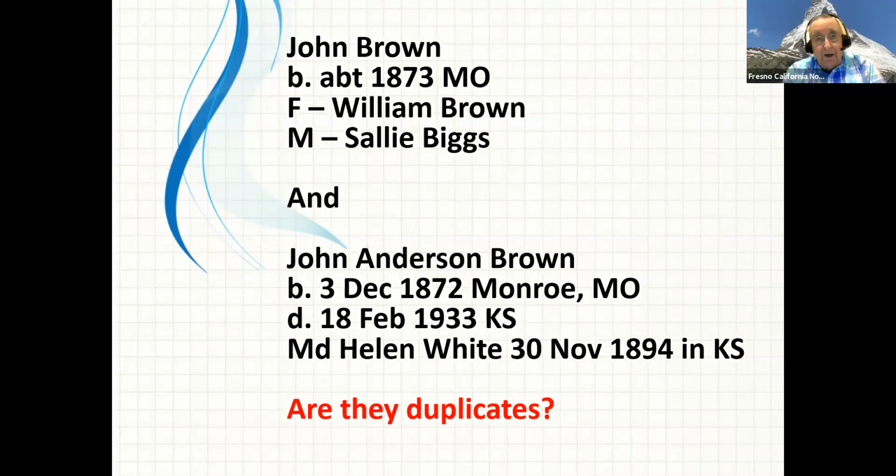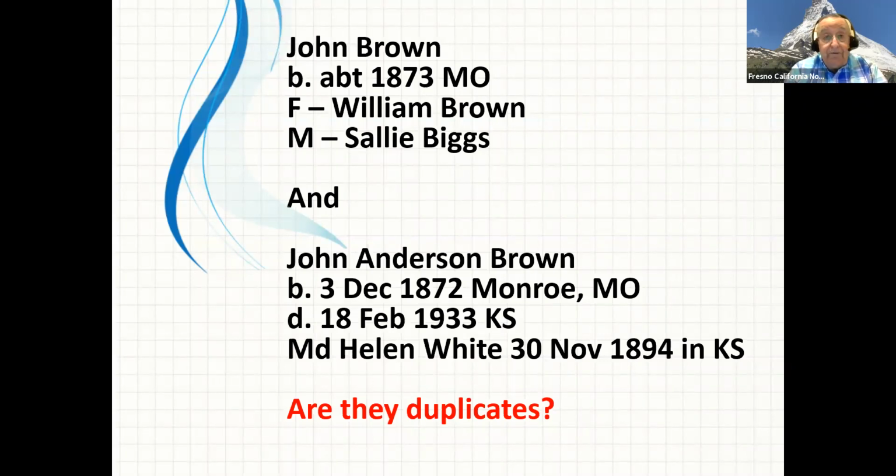You know, the one's John Brown, the other one's John Anderson Brown. One guy's born about 1873 in Missouri, and the other guy's born the 3rd of December, 1872 in Monroe, Missouri. The first guy, we have no death date. The second guy, we have a death. The first guy, we've got parents. And the second guy, we've got a spouse, but no parents.